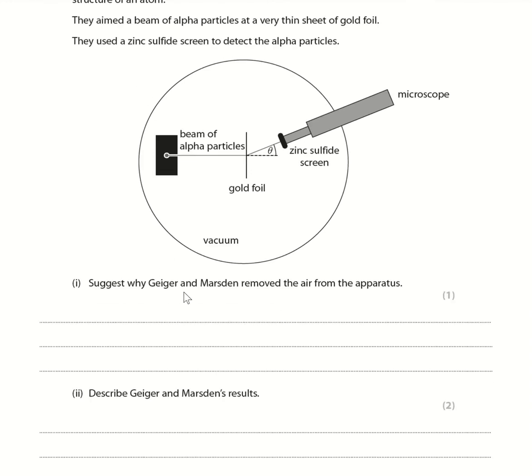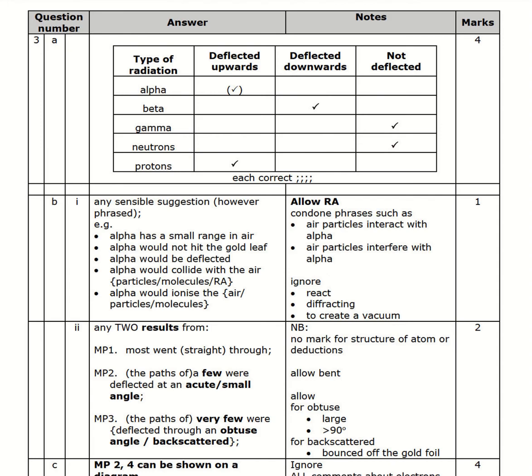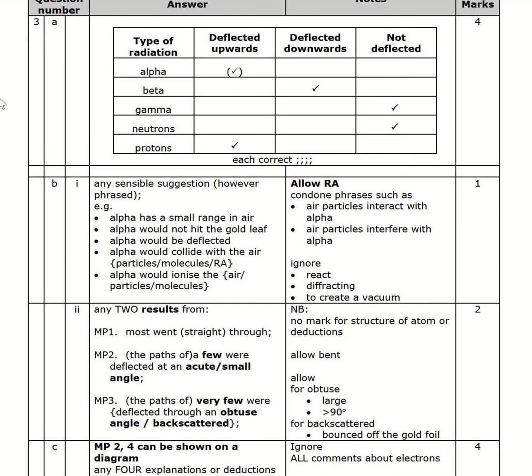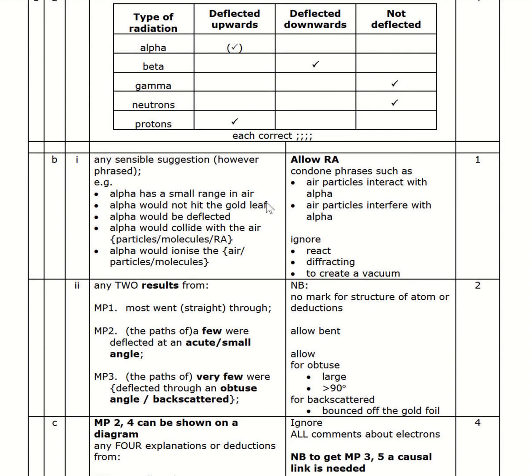Explain why Geiger and Marsden removed the air from the apparatus. Because alpha particles have a small range in air and cannot travel far in air. Alpha would not hit the gold leaf because it would be deflected, colliding with the air particles or molecules. Alpha would ionize the air particles or molecules.